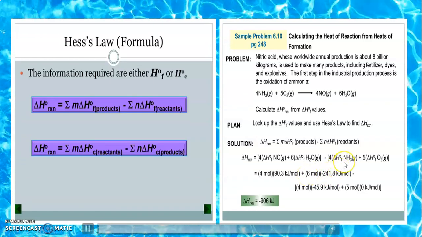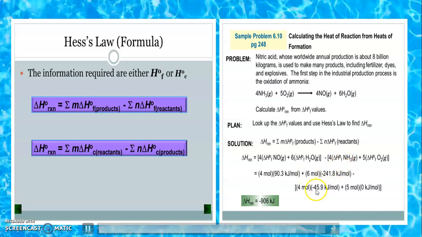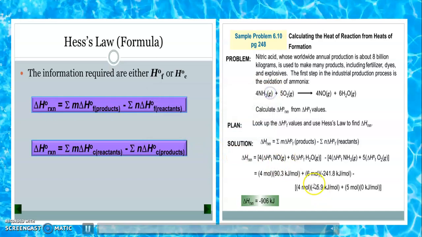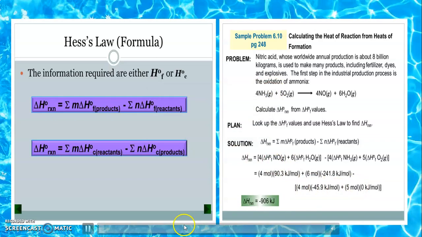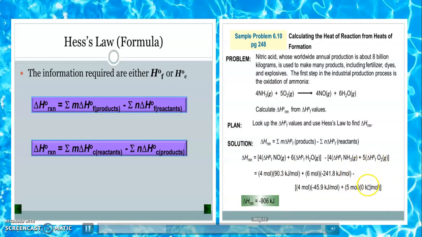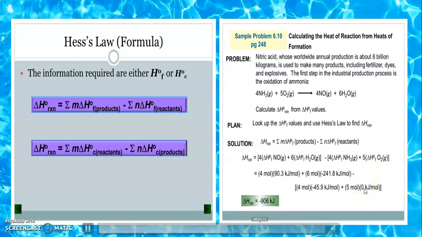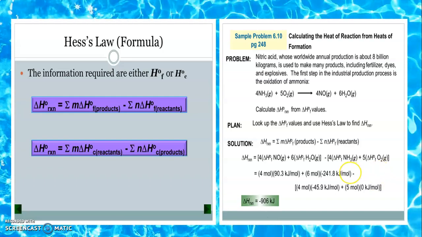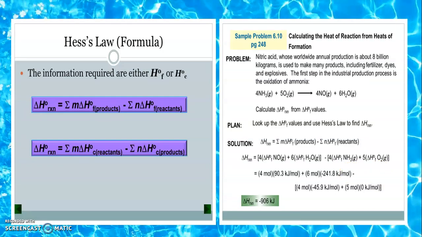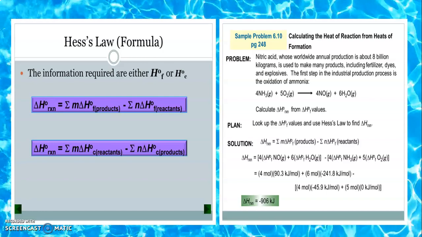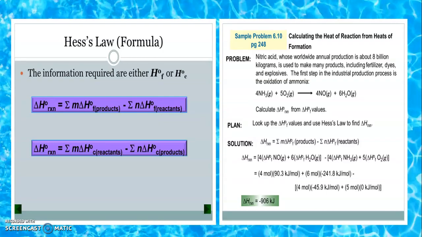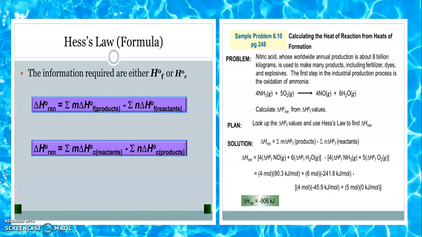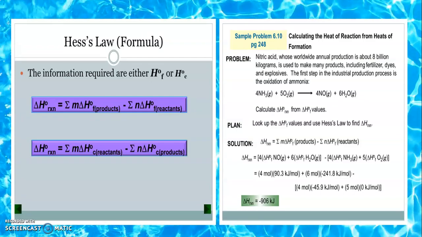So the value for ammonia, delta HF of ammonia, is negative 45.9 kilojoules per mole, times 4, and that of oxygen is 0. So why is oxygen 0? Because oxygen is not a compound. Oxygen is an element. So you have to recall that the definition for the enthalpy change of formation is the enthalpy change when 1 mole of a compound is formed from its elements at standard state condition, which is 25 degrees Celsius and 1 atmosphere.